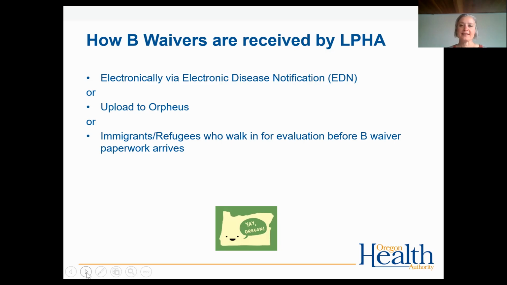The third way you might get a notification is by the immigrant or refugee who just walks in for evaluation before their paperwork arrives. Once in a while, you'll have somebody who's really proactive and they'll come in and they might have a copy of their own paperwork and tell you that they need to be evaluated. So if that happens, you can contact us and we'll see if we can find their paperwork. Usually it's still just on the way or being processed.